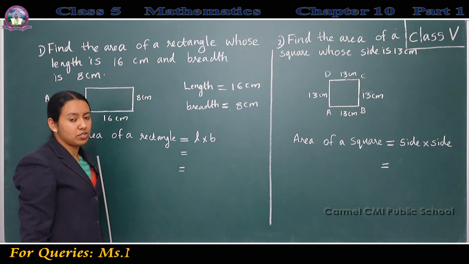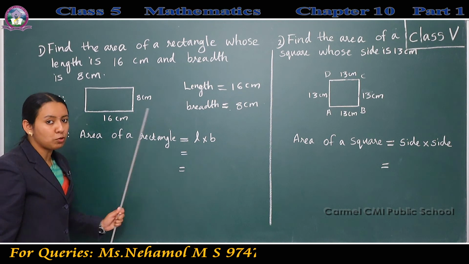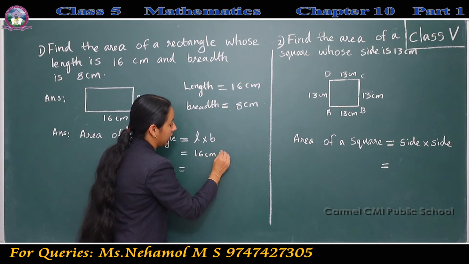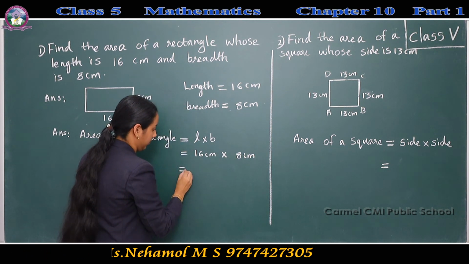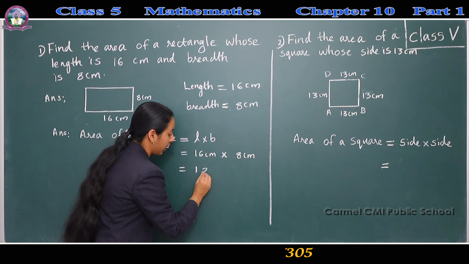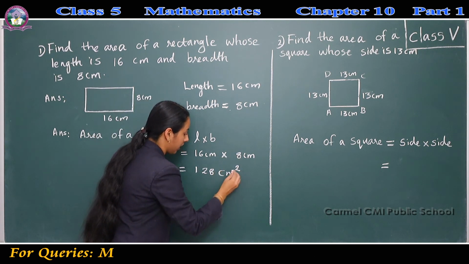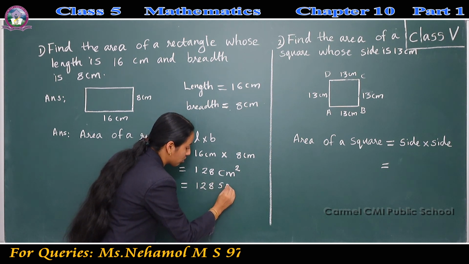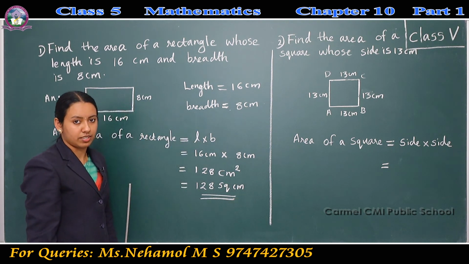Then what is the equation? Area of a rectangle is equal to L into B, length into breadth. 16 centimeter into 8 centimeter. 16 into 8 is 128. Centimeter into centimeter, centimeter square, which can also be written as 128 square centimeter. This is the answer.